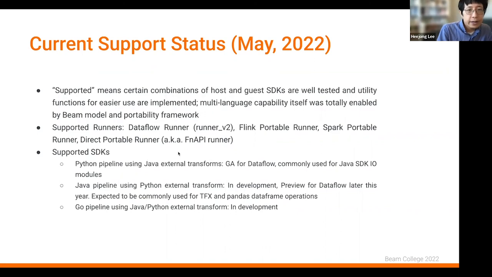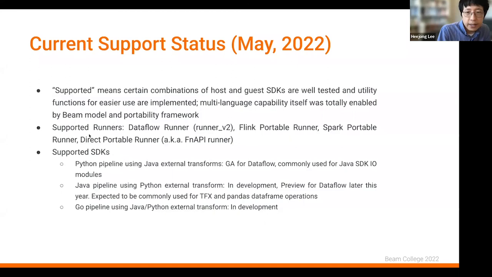Supported here actually means that certain combinations of host and guest SDKs are well tested, and we provide utility functions for easier use. So when we say we support the Java pipeline using the Python pipeline using Java external transform, it means we test this combination, and also we have some high level utility functions available for these combinations.